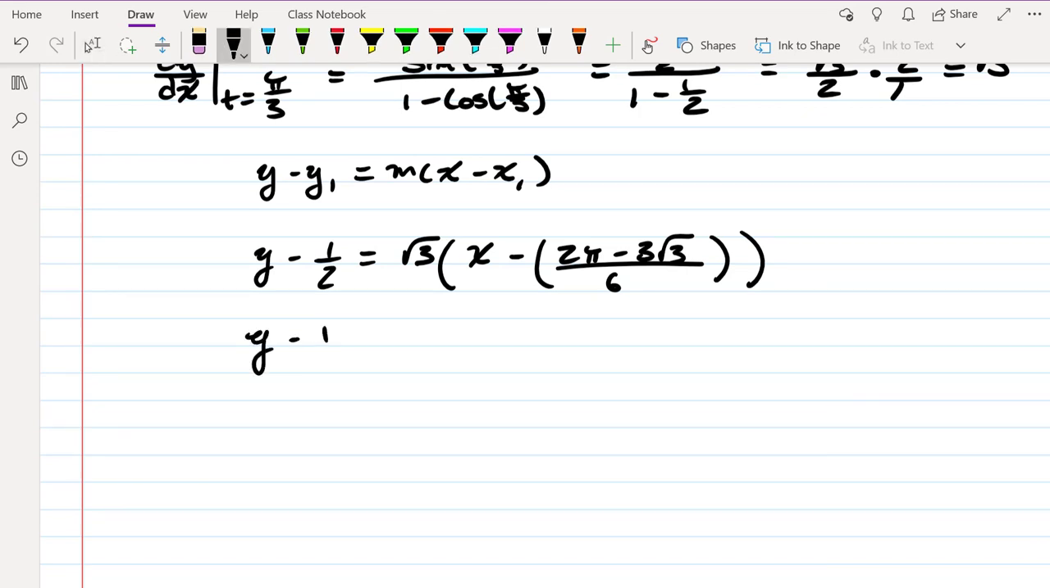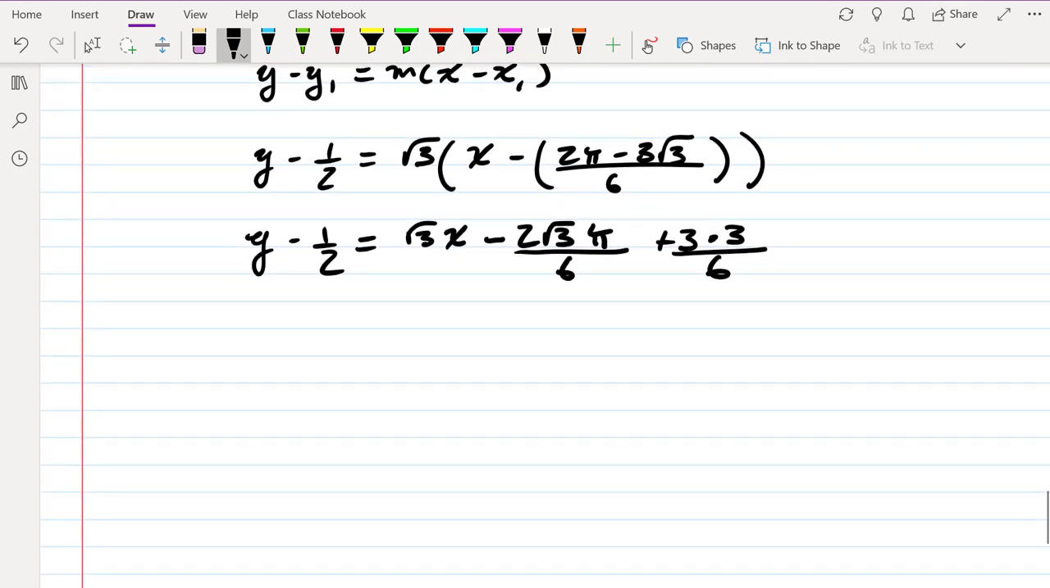And that gives us y minus a half is equal to the square root of 3 times x minus 2 square roots of 3 pi over 6, and then distributing in the square root of 3 and the negative sign, we're going to get a negative. Negative makes it positive. So I get 3, and then the square root of 3 times the square root of 3 is another 3 over 6. So now, finally, we get y minus a half is equal to square root of 3x.